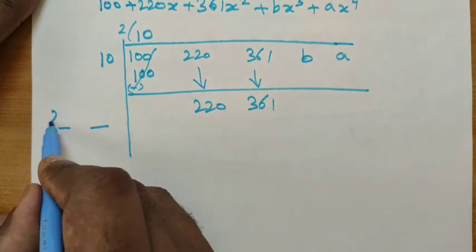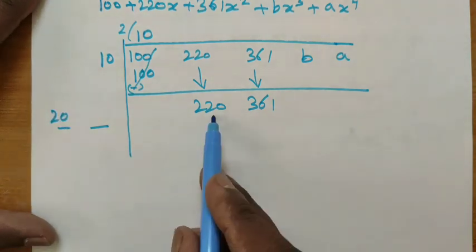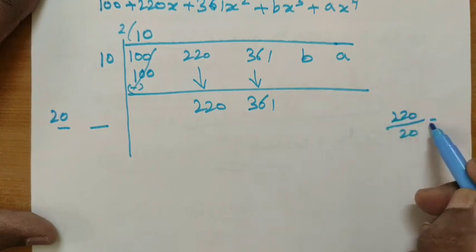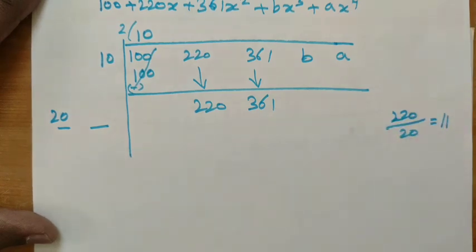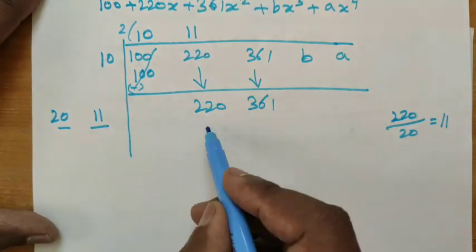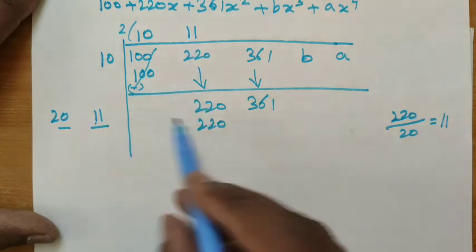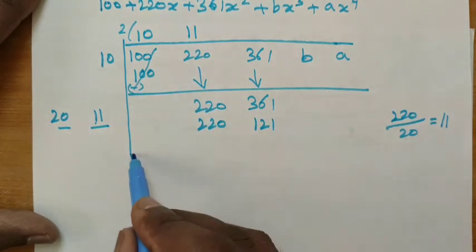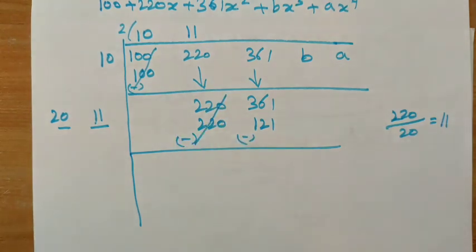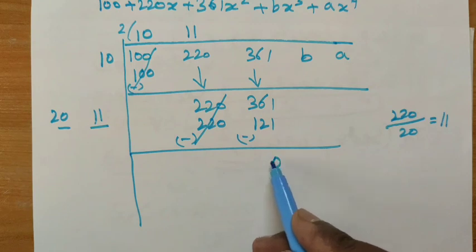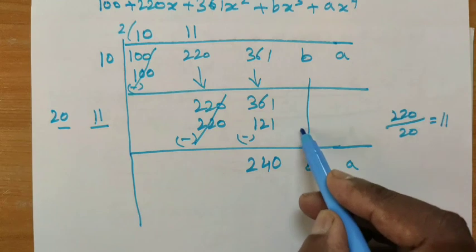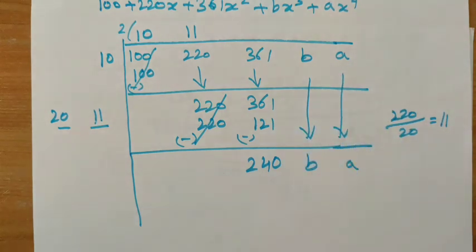So 2 into 10 is 20, right? The first term is divided here. 220 is divided by 20. What do you get? That is 11, I think. So here also we put 11, here also we put 11. 11 into 220 is 220. 11 11s are 121, right? Here we want to subtract the term, so minus symbol. The first term became cancelled. When you subtract this, 0, 4 and then 2. 240, B and A. Take these 2 terms, B and A.